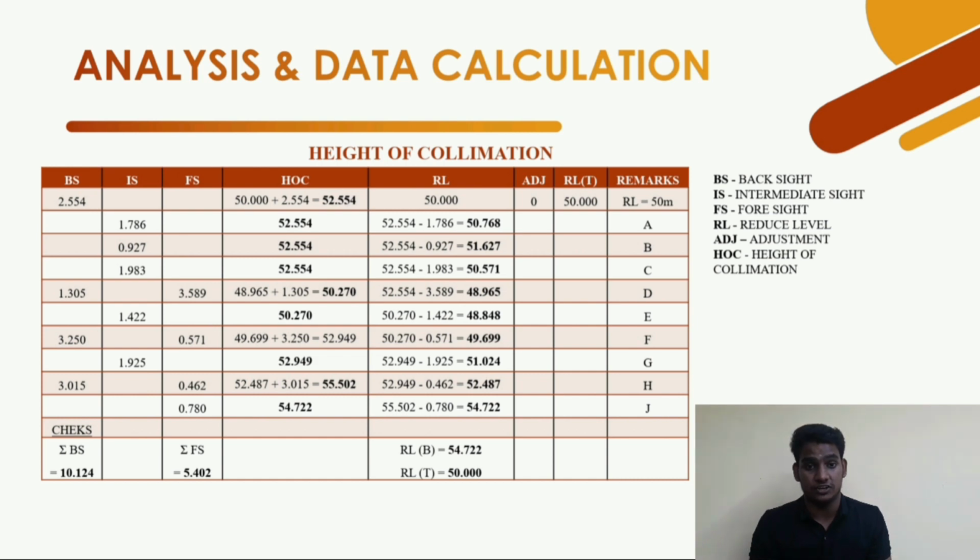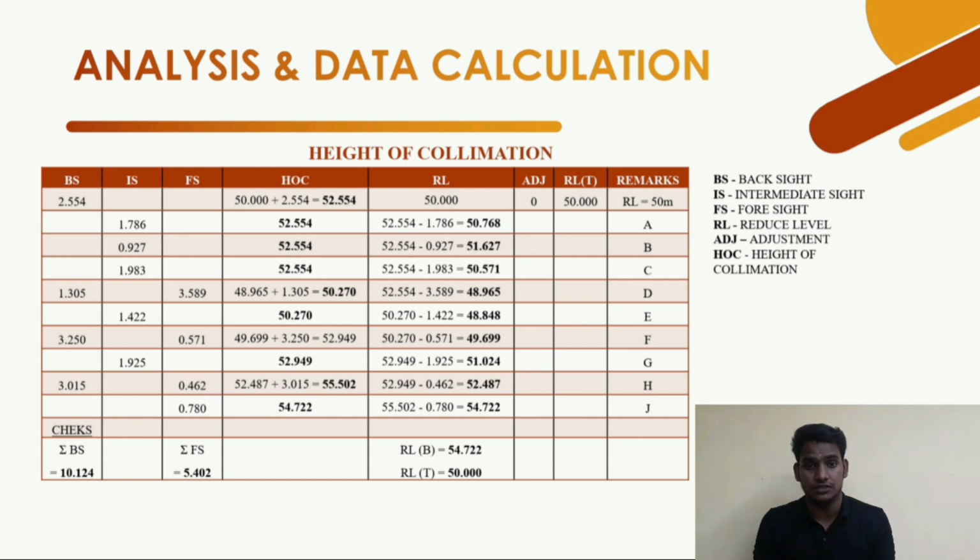Next, to find the reduced level, we need to subtract the foresight from the height of collimation. Another way to calculate the reduced level is by subtracting the intermediate sight from the height of collimation. By using the formula, we can get the value of HOC, which is height of collimation, and the reduced level easily, as shown in the table.